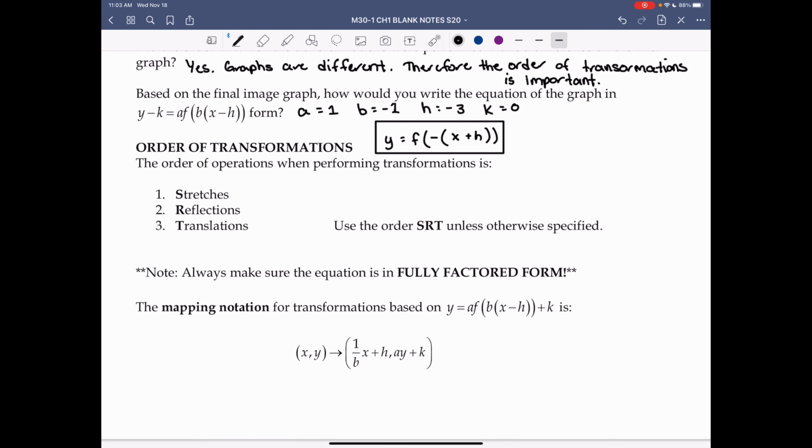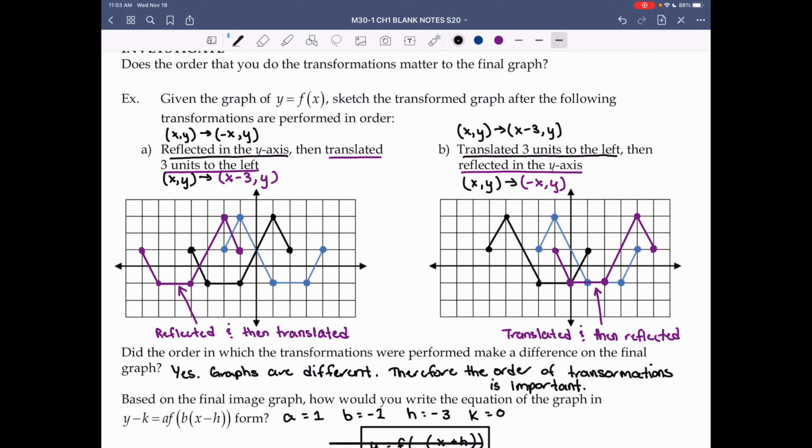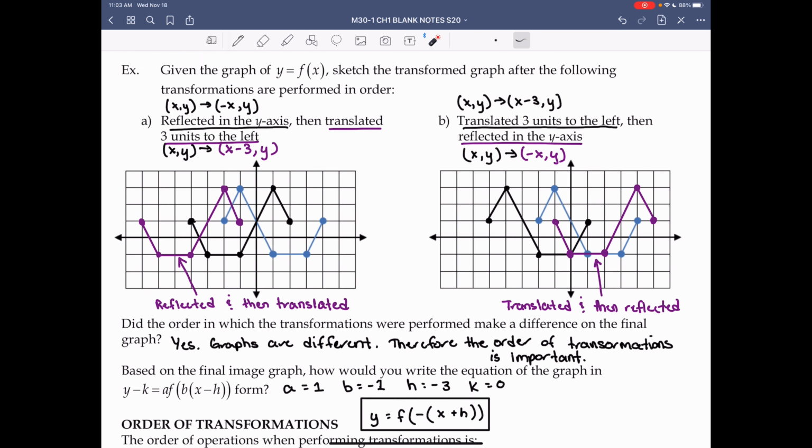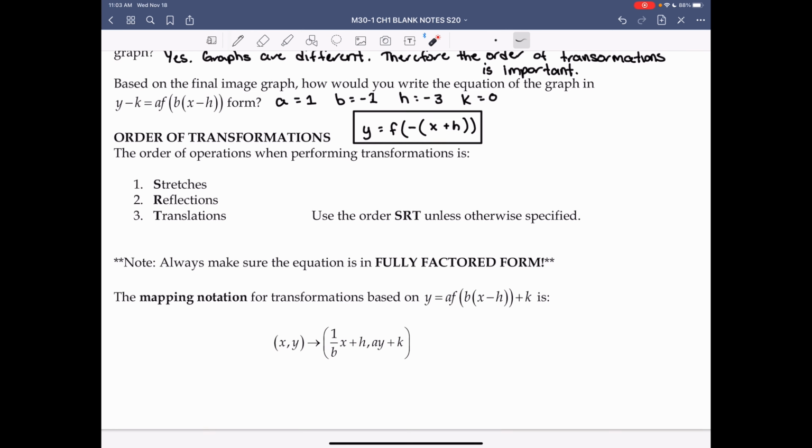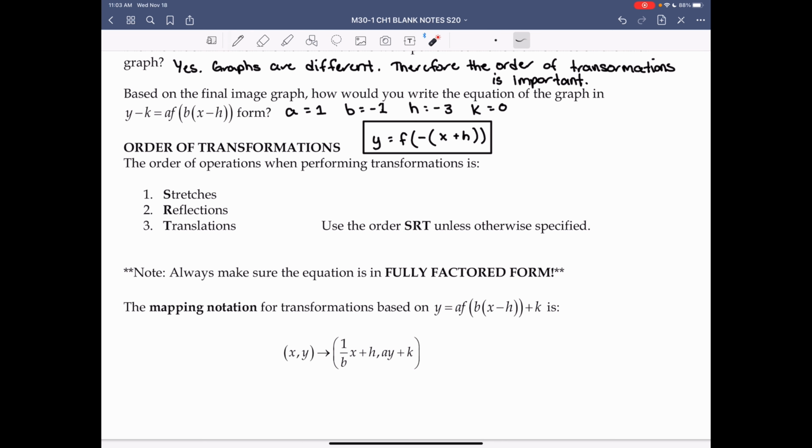So for this particular question here, it said translate to the left and then reflect. So then we would do it in that order. But if it doesn't say differently, then you're always going to do your stretches and reflections first and your translations last.